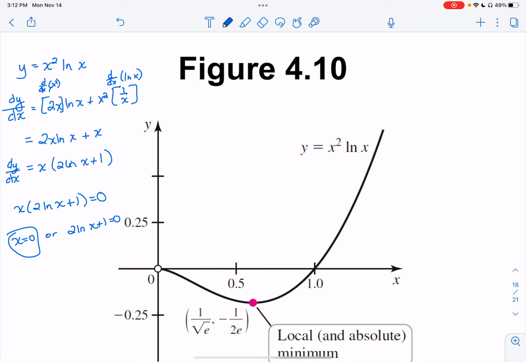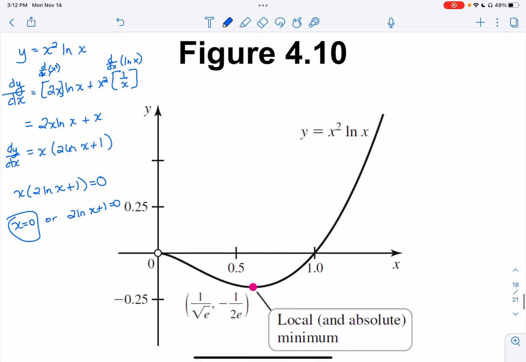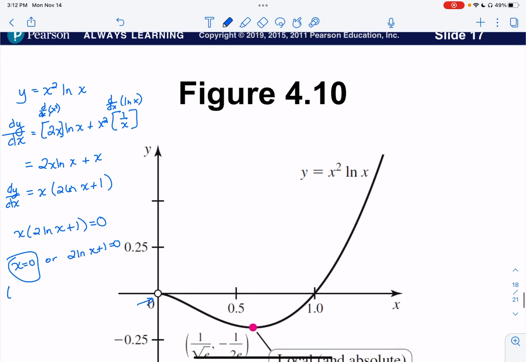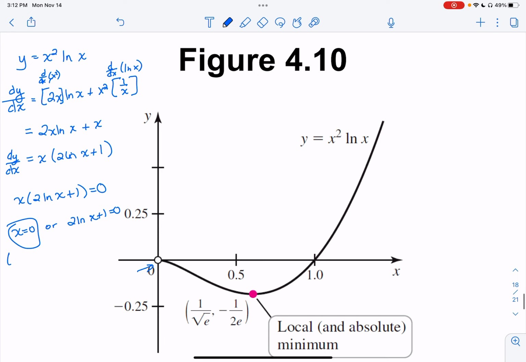This first one, that one's not true because it's not in my domain, right? So if I look here, my interval is from 0 and up, because I can't take the natural log. If I look at my domain here, it's from 0 to infinity, okay? So this isn't in my domain, so I'm going to ignore that.